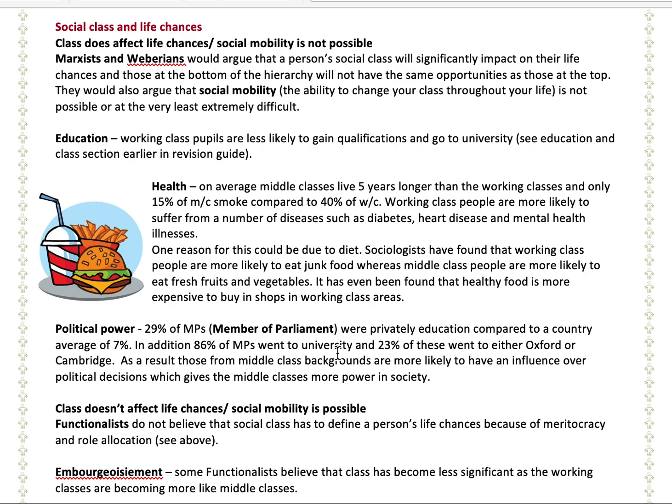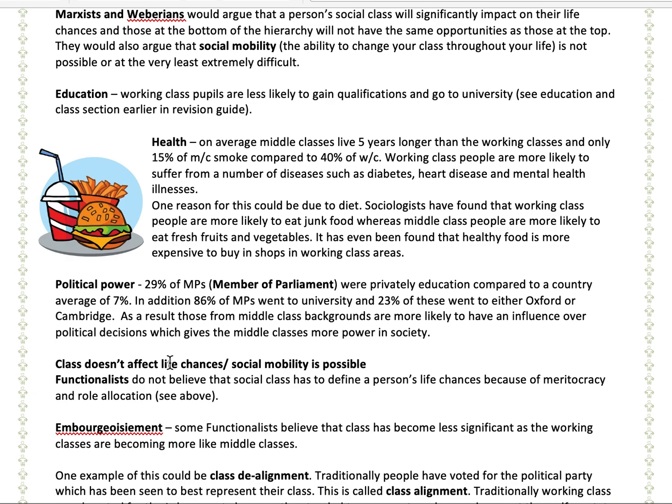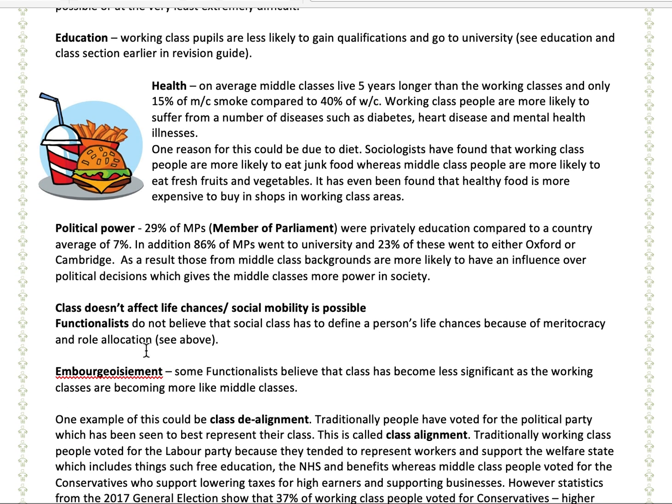Political power: most MPs go to university, and a significant number went to Oxford and Cambridge, showing the power that group has. This idea of social closure is very relevant there. There is this exclusive old boys network that are literally running our country. And then an against here would be that social class doesn't affect life chances anymore. Social mobility is possible, and you can refer to meritocracy and role allocation.